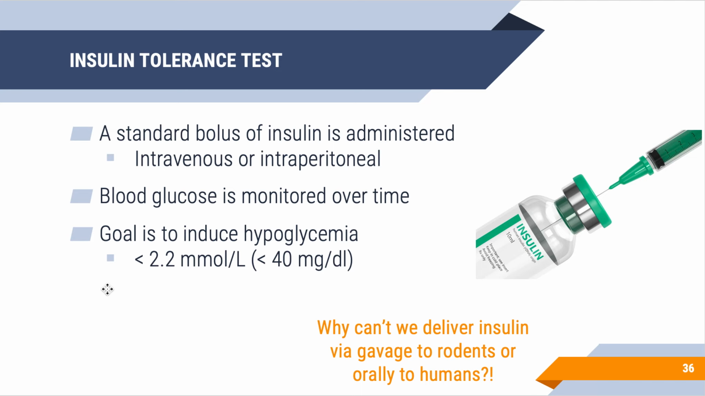In an insulin tolerance test, we're again delivering a standard bolus of insulin, in this case intravenously or intraperitoneally, and blood glucose levels are monitored over time. The goal of an insulin tolerance test is to induce hypoglycemia. So we want to give insulin to promote glucose uptake, and usually this is done in a fasted state so that we achieve those hypoglycemic levels. As discussed in class, we can't deliver insulin via gavage or orally to humans because insulin is broken down and digested, so it has to be delivered intravenously or intraperitoneally.